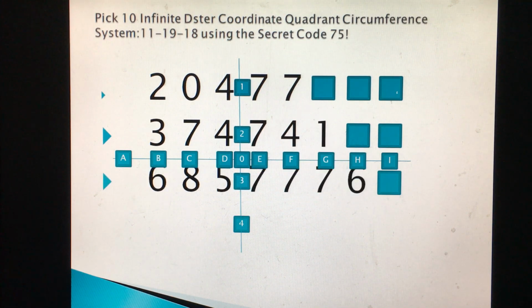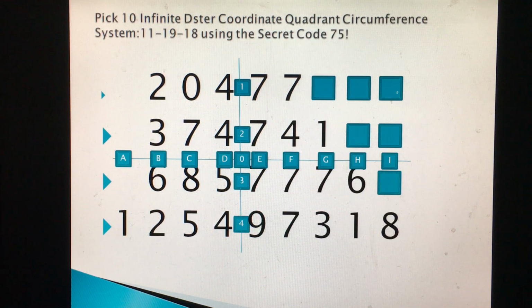And the third set is 685, 77, and 76. And your last set is 125, 497, and 318. And the blue box is right there. And using the infinite Dster corner quadrant system, this is your Dster to be used. You should have used this for your last draw for Pick 10.